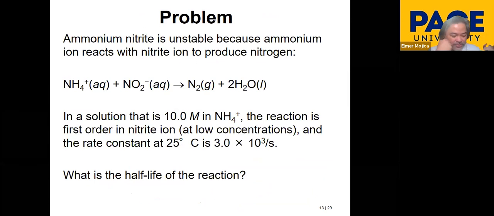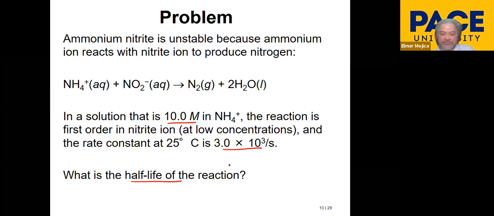And let's try to solve a problem on half-life. So these are pretty straightforward. You have this equation wherein ammonium nitrite is unstable because the ammonium ion reacts with nitrite to produce nitrogen. So in a solution that is 10 molar in ammonium ion, the reaction is first order in nitrite ion, and the rate constant is 3.0 times 10 to the 3. And you are asked for the half-life of the reaction.